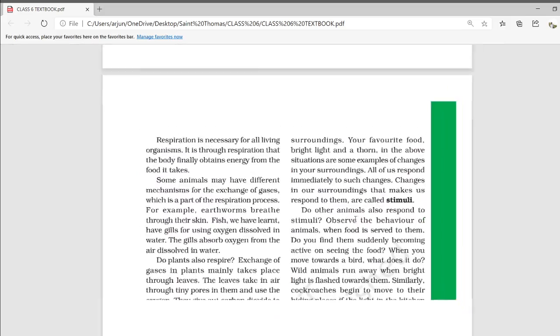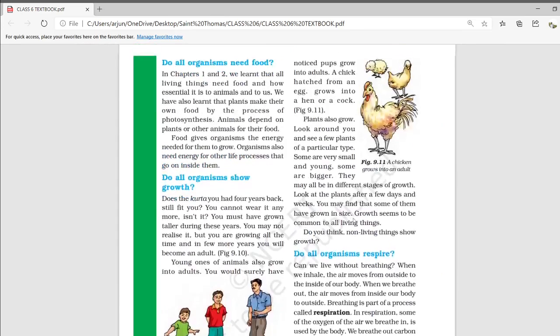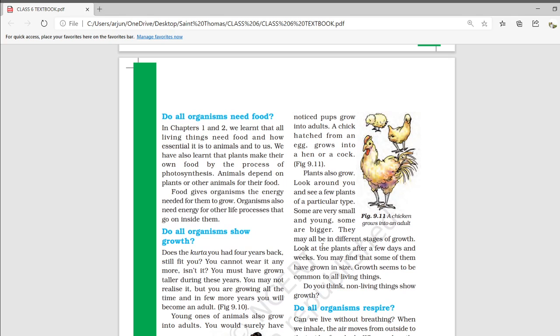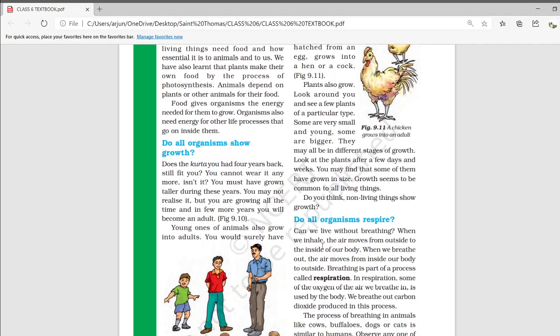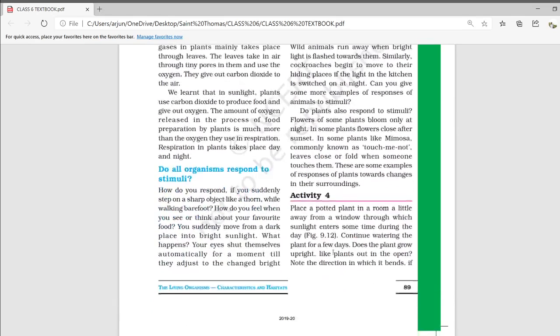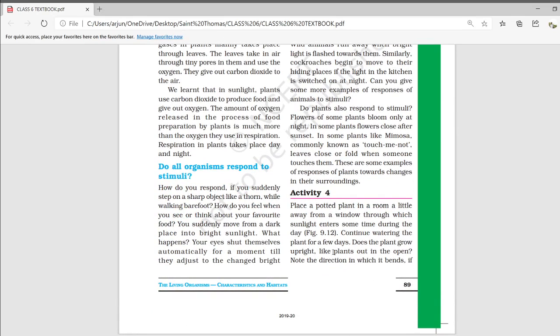Okay, so we have confirmed three things in the lecture: all organisms need food for surviving. All organisms show growth with time. All organisms respire. Respiration is a must for all organisms, and all organisms respond to stimuli.